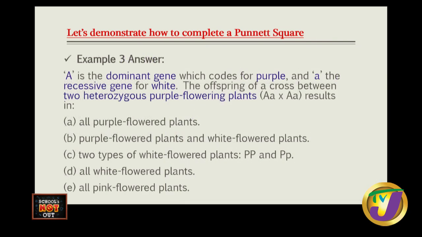Let's answer the question now. Remember, it was a multiple choice. So we're saying capital A was dominant for purple, and common A was recessive. If we have 2 plants coming together, both heterozygous, what would they result in? So we recognize that we would end up getting what? Yes, we would get purple plants and white plants. So if your answer was B, congratulations, you got that one correct.